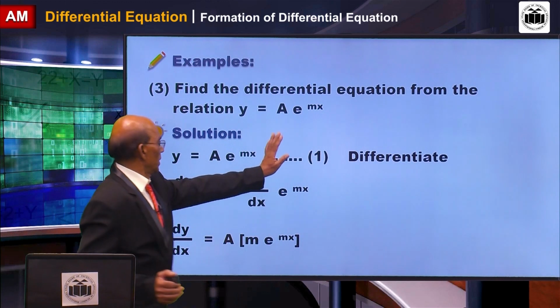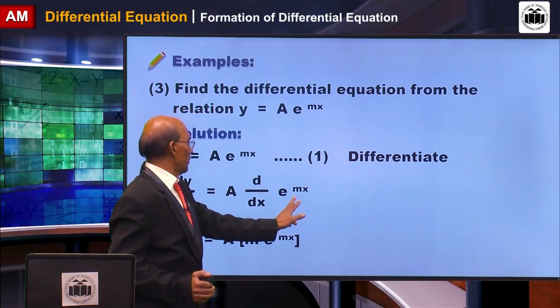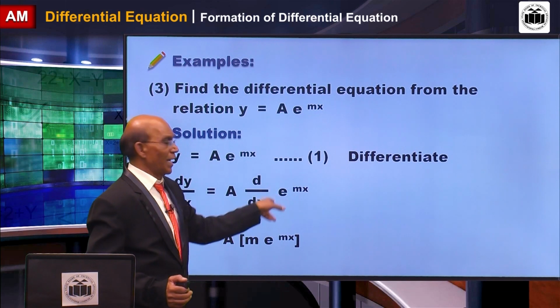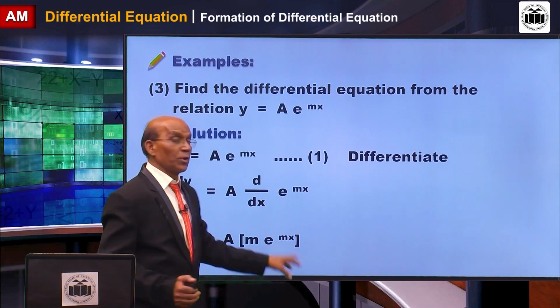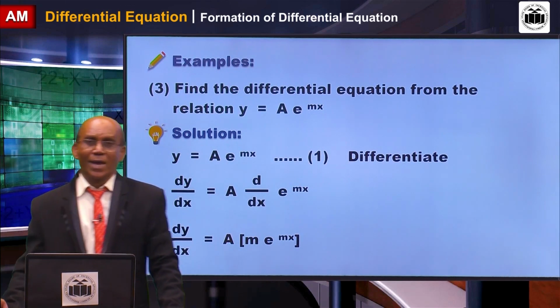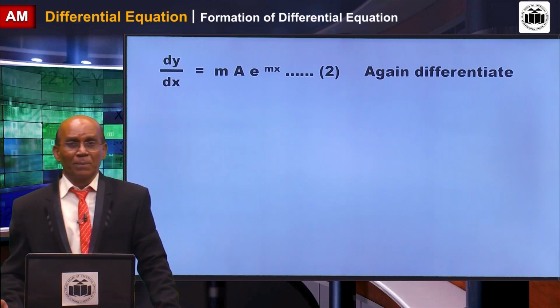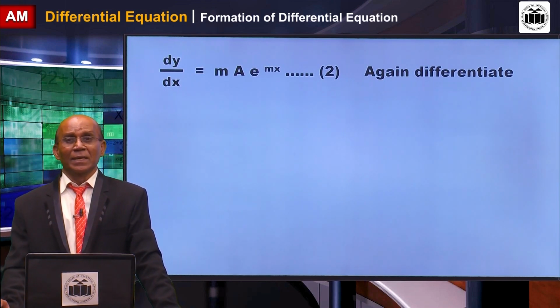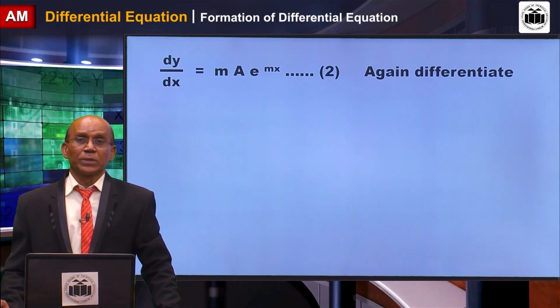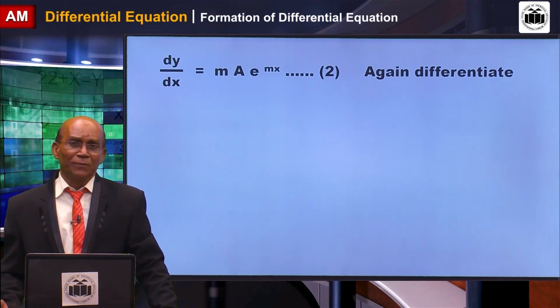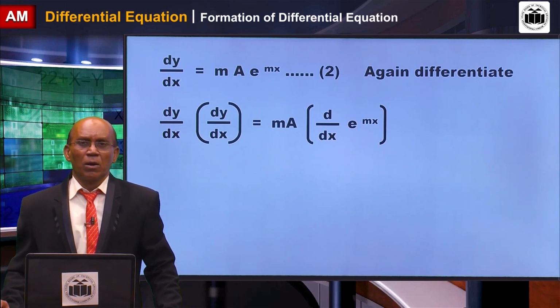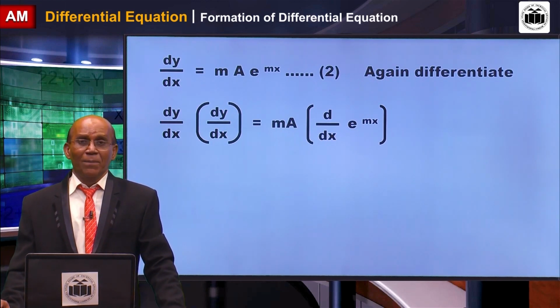This is not a standard form, and hence we can apply one rule here as m into e raised to mx, because the formula is e raised to x. Then again we simplify the right hand side, m a e raised to mx. Naturally m and a are constant here, and a e raised to mx equals y. It is given in your question, and hence we differentiate again: dy by dx equals m a into d by dx of e raised to mx.